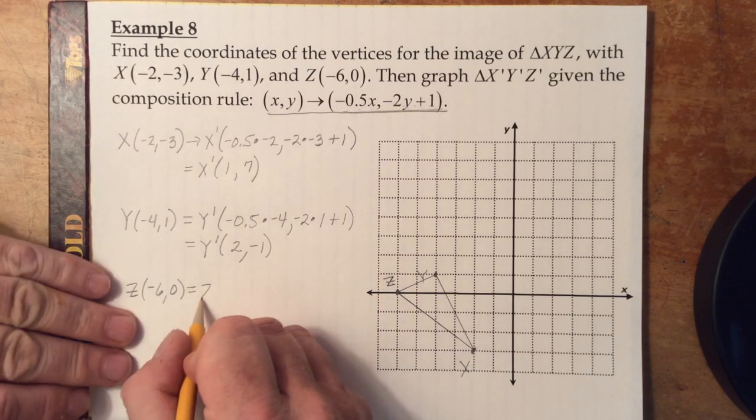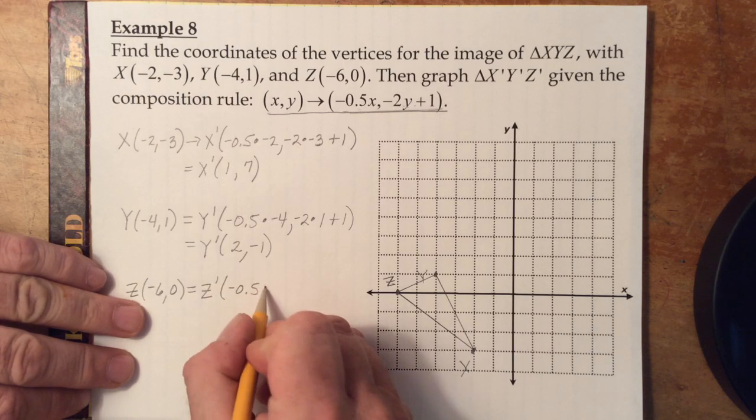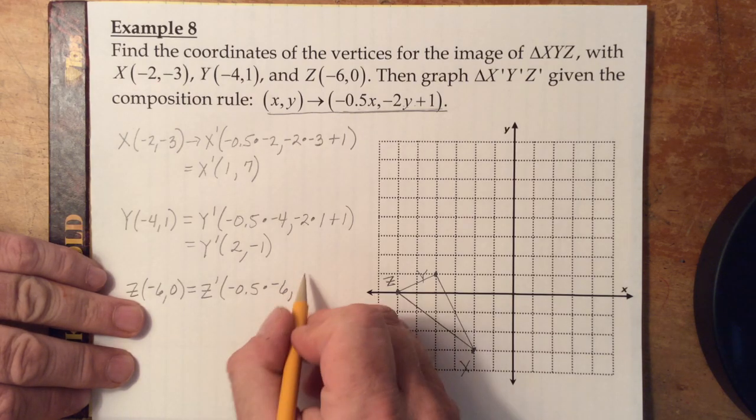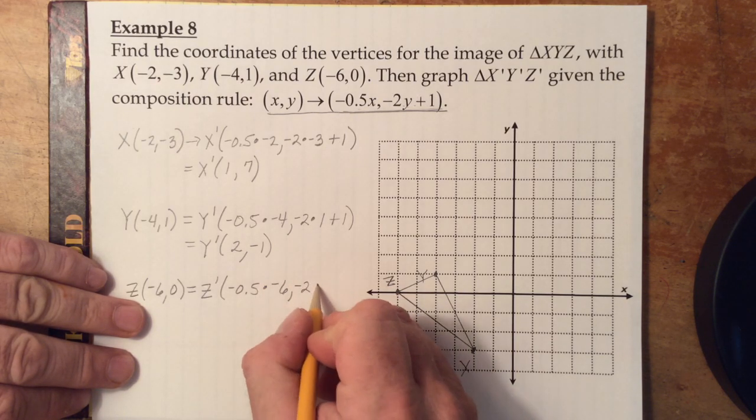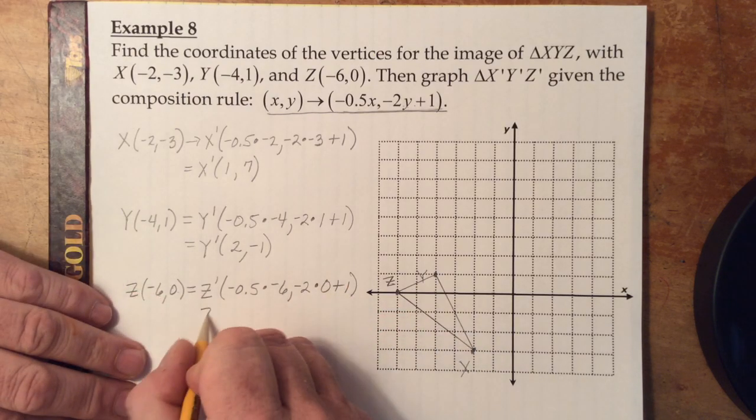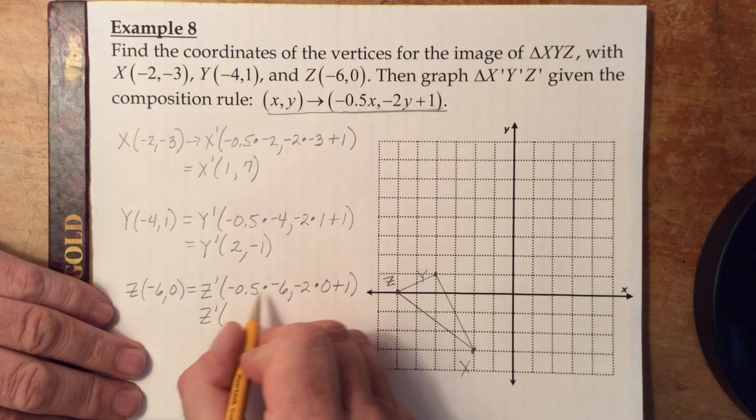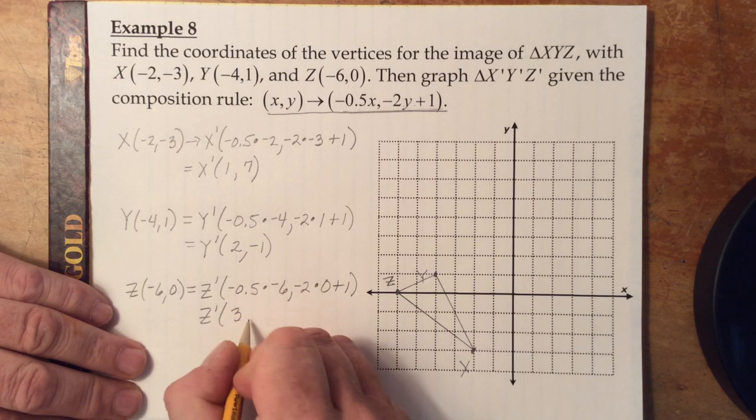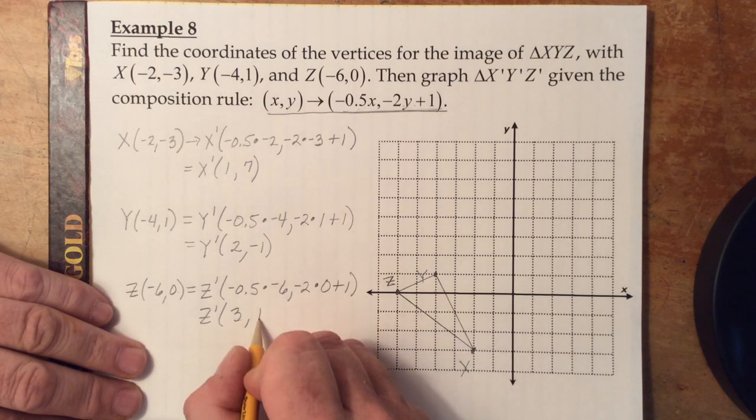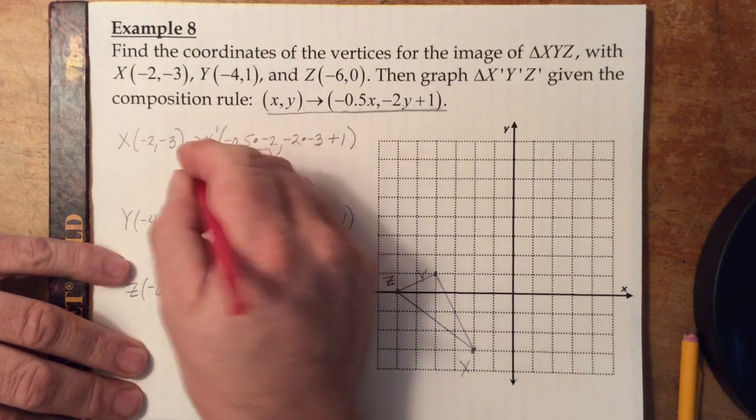For Z prime, applying the same rule, we start with -0.5 times the x coordinate, -6, comma, -2 times the y coordinate, 0, plus 1. So Z prime is at half of 6 is 3. Both of them are negative, so we get +3. -2 times 0 is 0. 0 plus 1 is 1, so we get (3, 1). So these are the 3 points we need to graph.